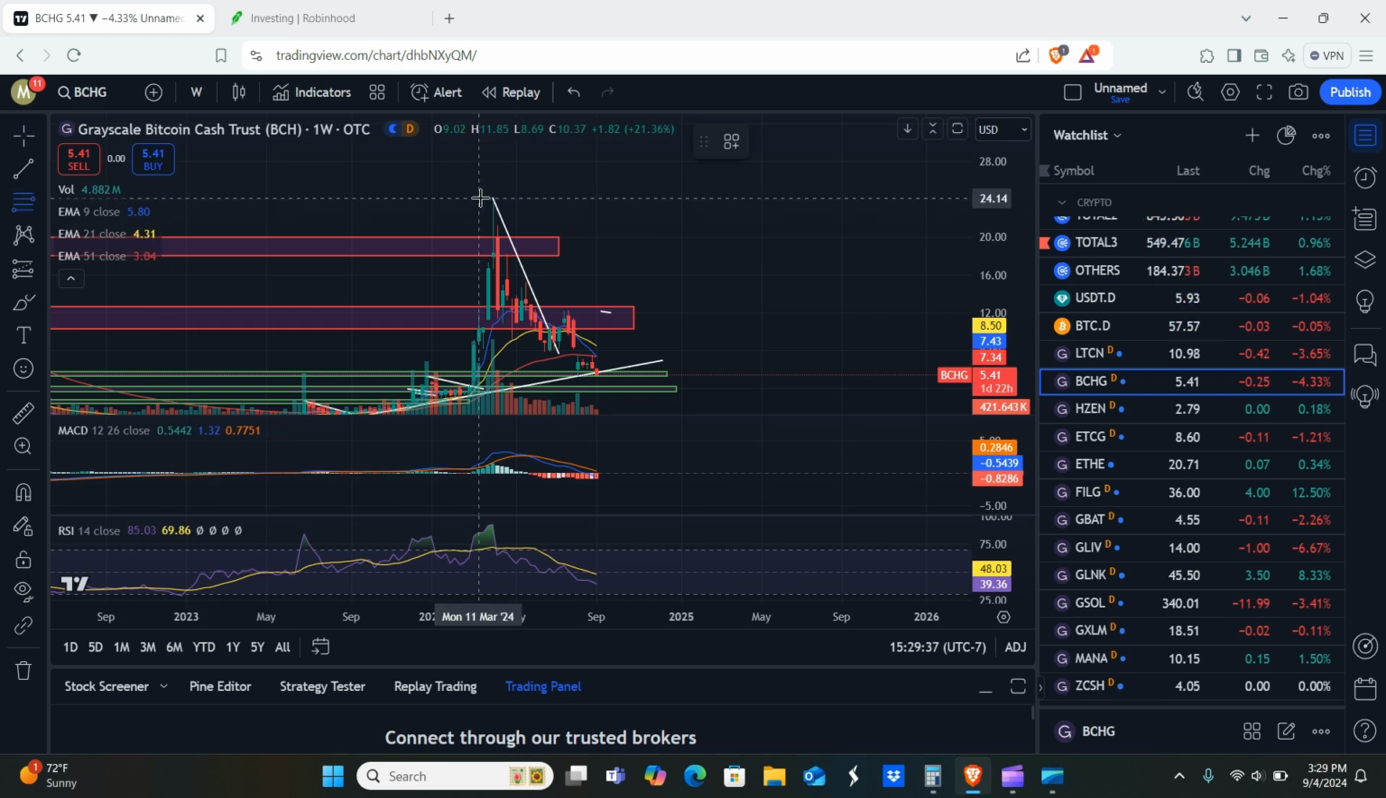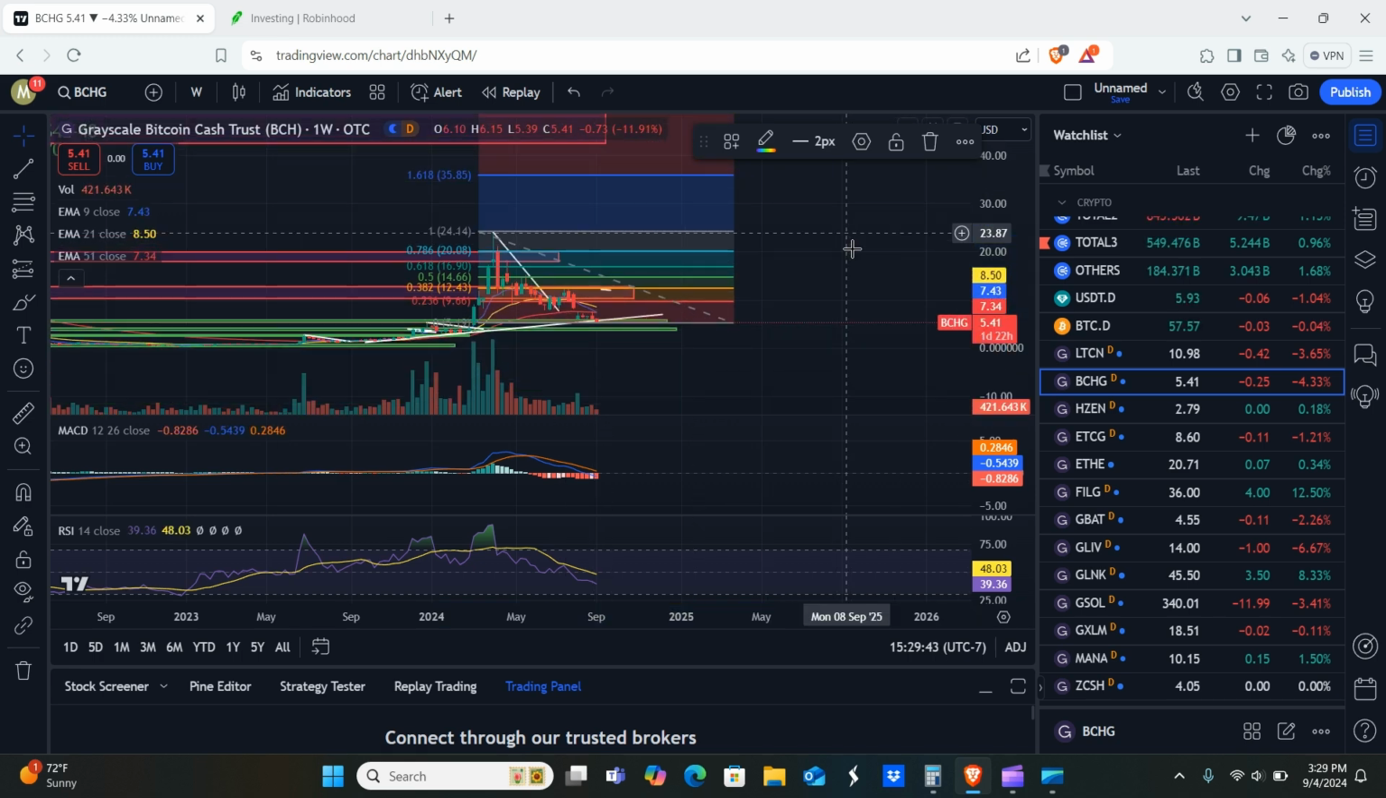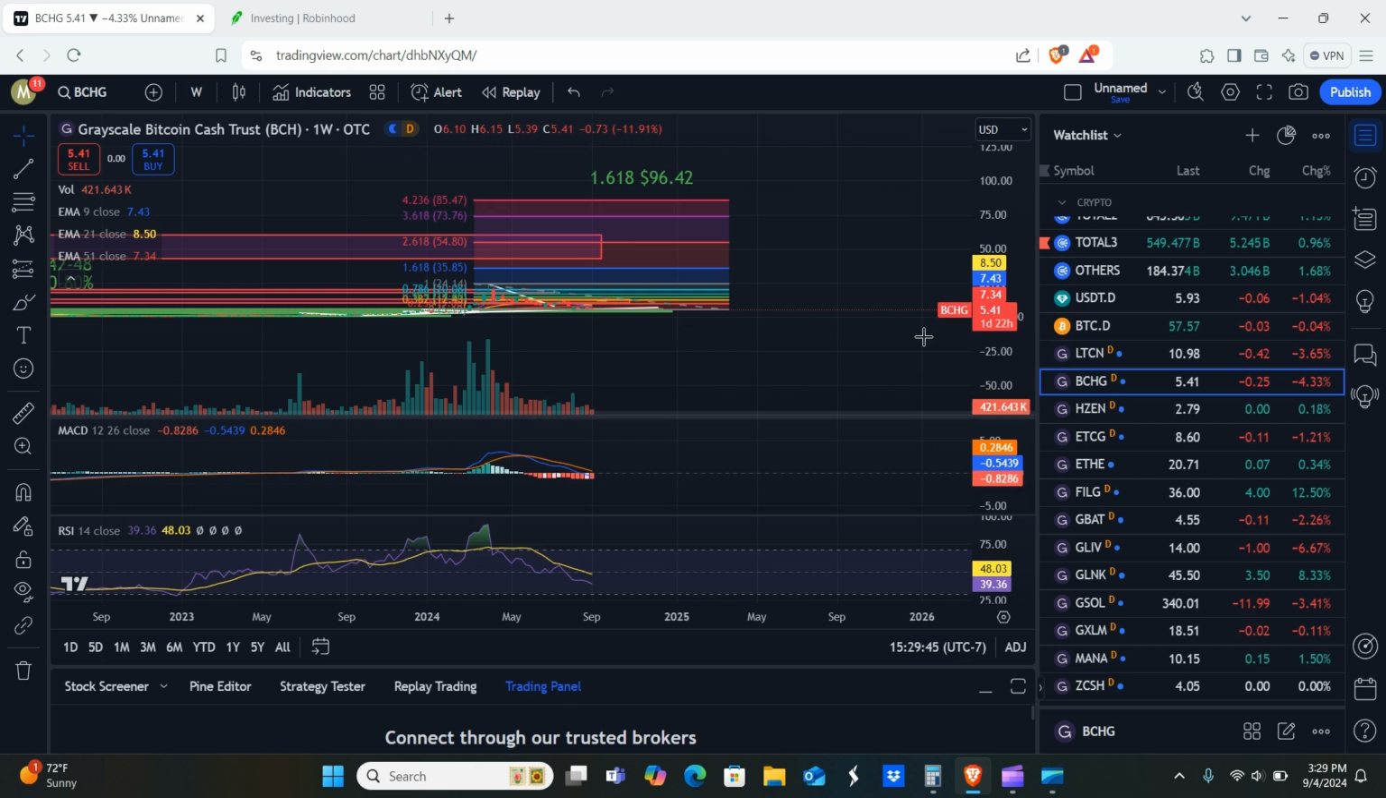So let's do the local now on BCHG. So assuming that this is the low here, and again, we're just assuming this is the low. We don't know if it's actually the low or not. And we are going to talk about here shortly in the future, before the Fed starts cutting rates, how crypto generally performs when they do cut rates, because I think that's important.